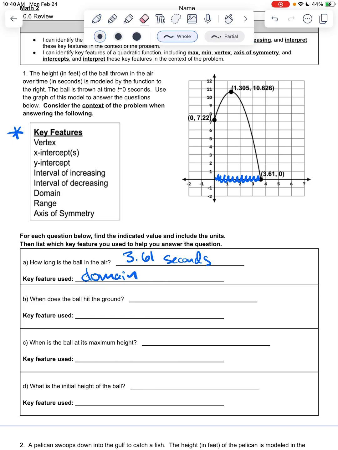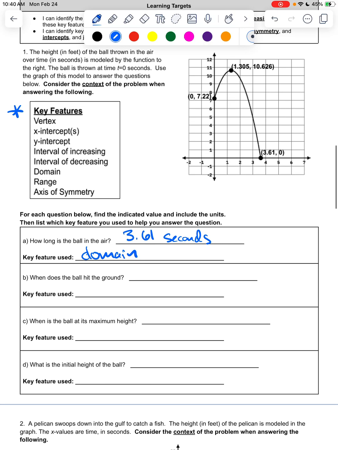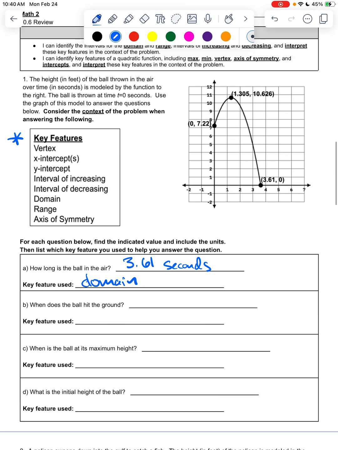So think about, is your answer coming from only one point or is it coming from an entire section of the graph? Remember that our intervals are domain, range, interval of increasing and decreasing, and the individual points are vertex and the intercepts. When does the ball hit the ground, however, that is only 1 point. That's right here, 3.61 seconds. So even though we have the same answer twice, they're coming from different parts of the graph. This is the x-intercept.